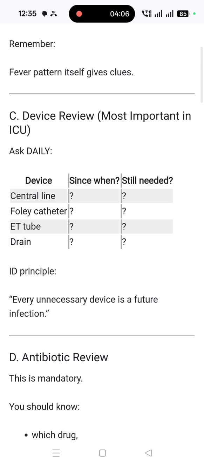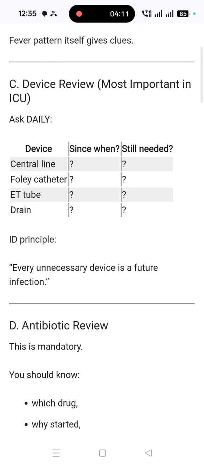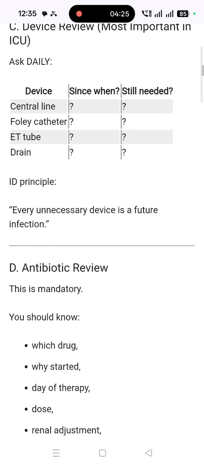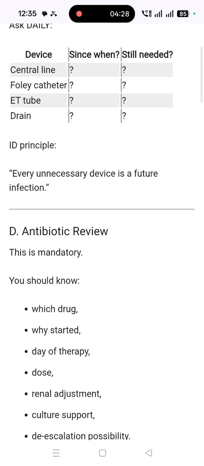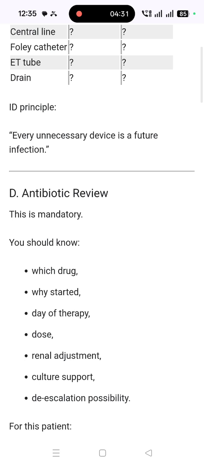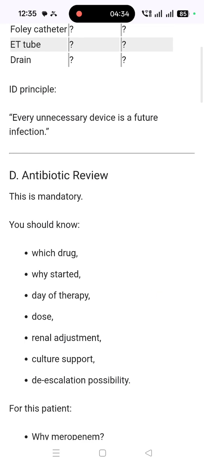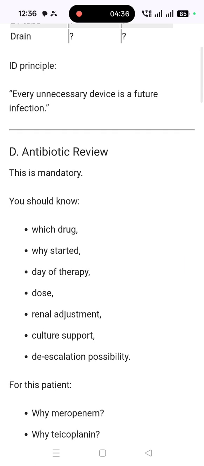Devices review. Now you have to review the devices. The most important in ICU is, if there is a central line, you should see since when the person has been using it, and whether it is still needed or not. You will do the same for the central line, Foley catheter, ET tube and drain. Now the infectious disease principle is, every unnecessary device is a future infection. So don't use any unnecessary device, because the more devices there are, the more chance of infection.